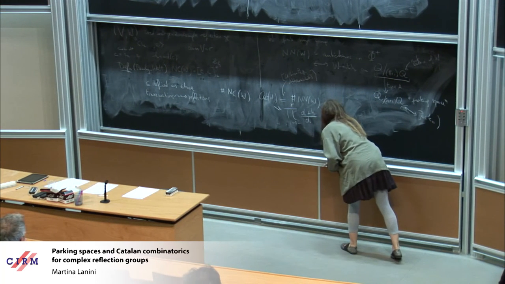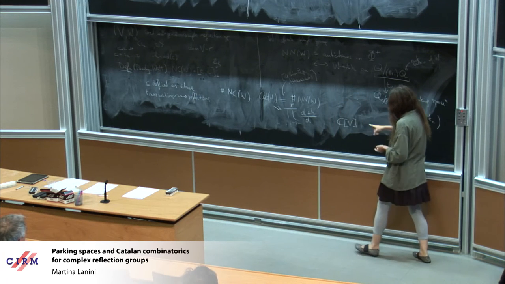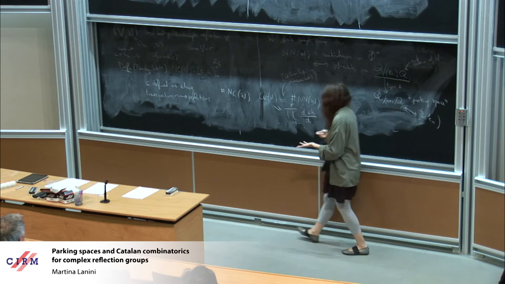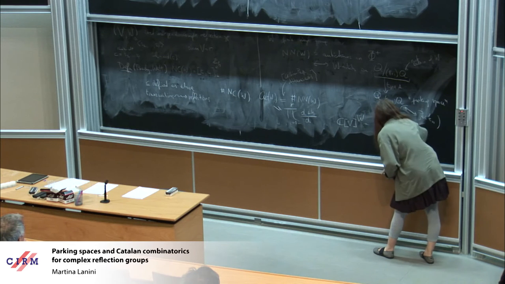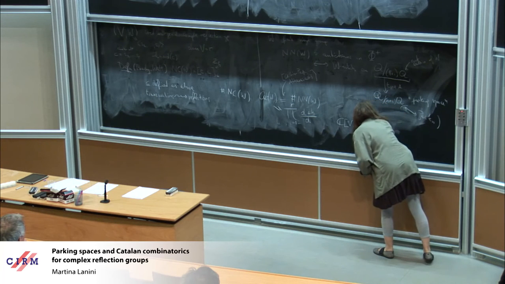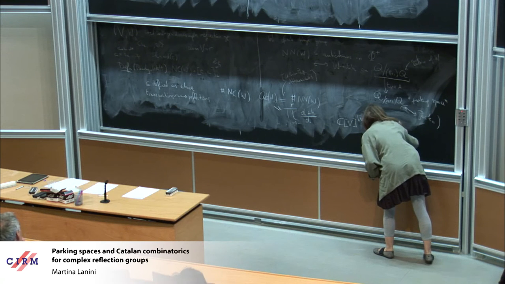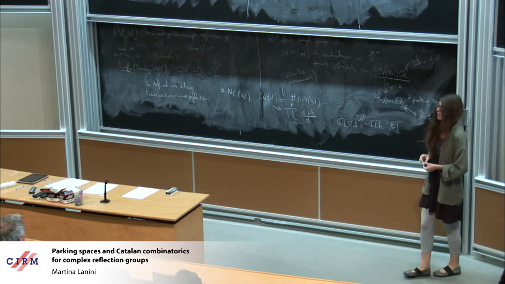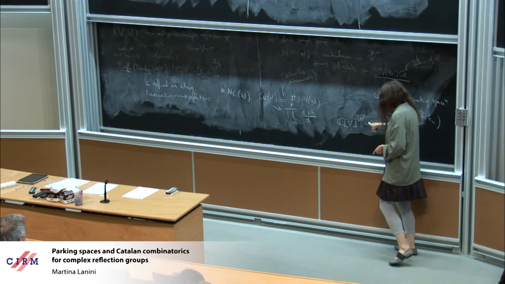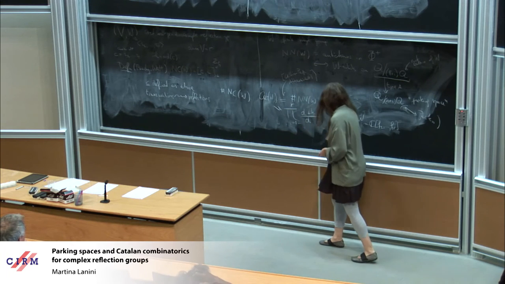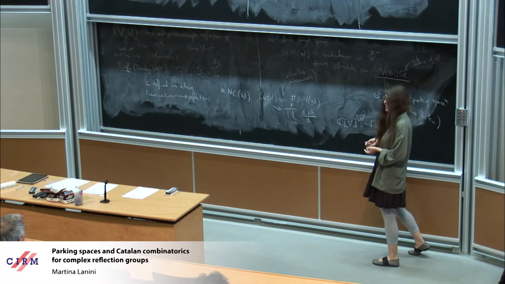So what happens is that we look at C of V. Well, W is acting on V. We can look at the W invariants. Now this is a free algebra generated by r homogeneous polynomials. And now these di are the degrees of these polynomials, which are called basic invariants.